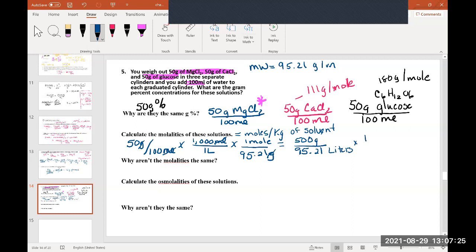I want to convert liters to kilograms, and because we're playing with water, I can do this conversion. Again, this is a conversion special for water as a solvent. When I do that, my liters cancel out, and now I'm left with 500 grams divided by 95.21, and this gives me 5.3 moles per kilogram for magnesium chloride.